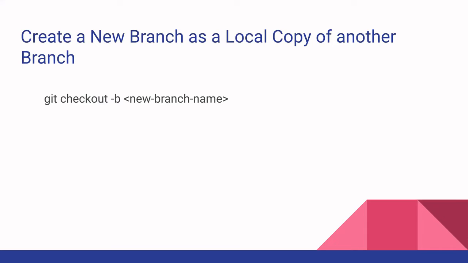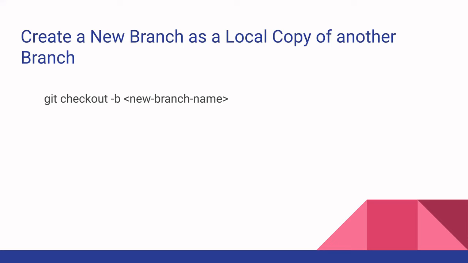Then how to create a new branch as a local copy of another branch. Assume that there are two branches, branch 1 and master branch, and you need to get a copy from branch 1 and then do some file updates and then send a PR for branch 1. So during this time, you have to get branch 1 for your local repository and then you have to push your changes for branch 1.